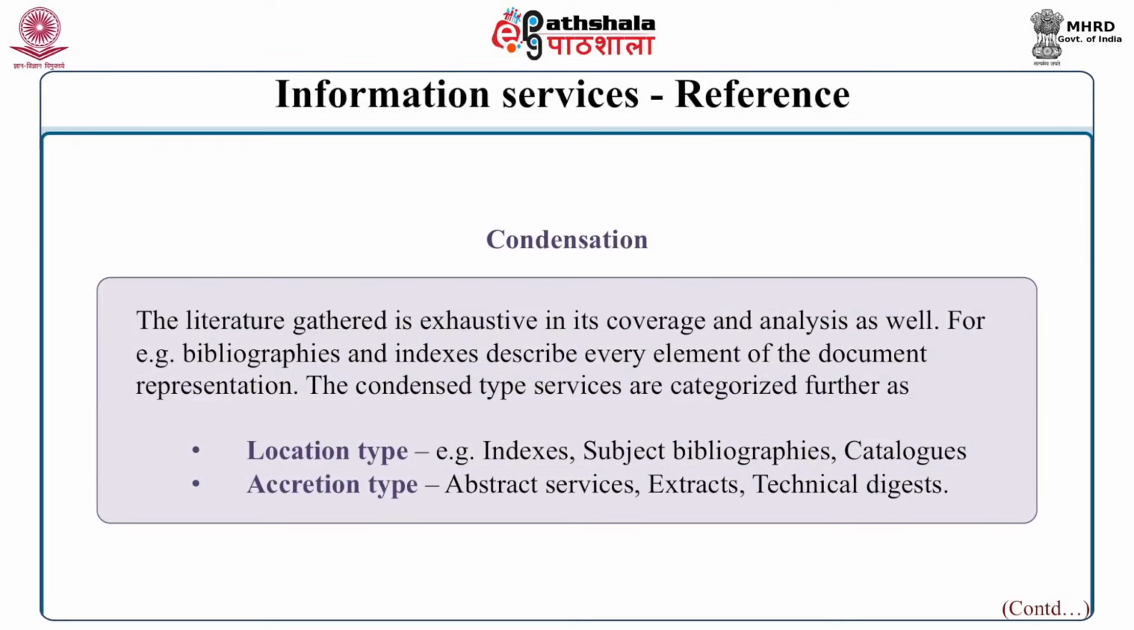The literature gathered is exhaustive in its coverage and analysis as well. For example, bibliographies and indexes describe every element of the document representation. The condensed type of services are categorized further as location type, that is indexes, subject bibliographies, catalogs, etc., and accretion type, that is, some value is added, that is abstract services, extracts, technical digests, etc.